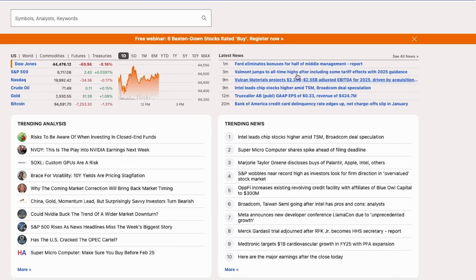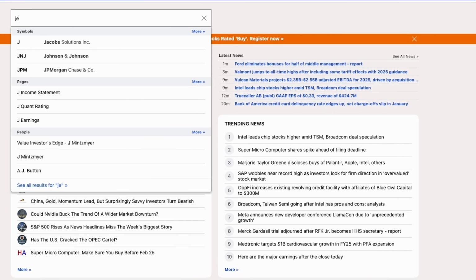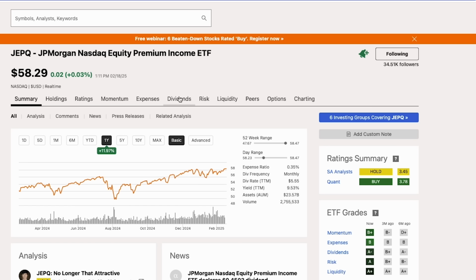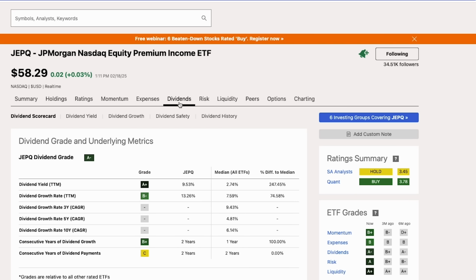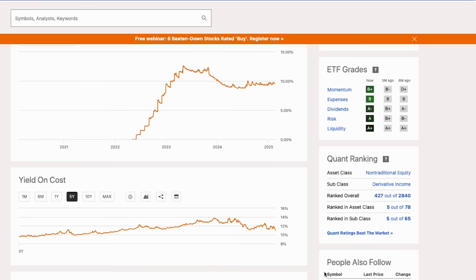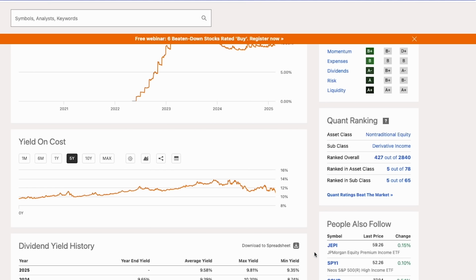Now, in order to access this chart, I personally use the Seeking Alpha platform. It's really easy. You simply search the ETF of your choice, and once you land on the summary page, click on the Dividends tab, and from there you'll see a series of sub-tabs. Select dividend yield and scroll down to find the yield on cost chart.